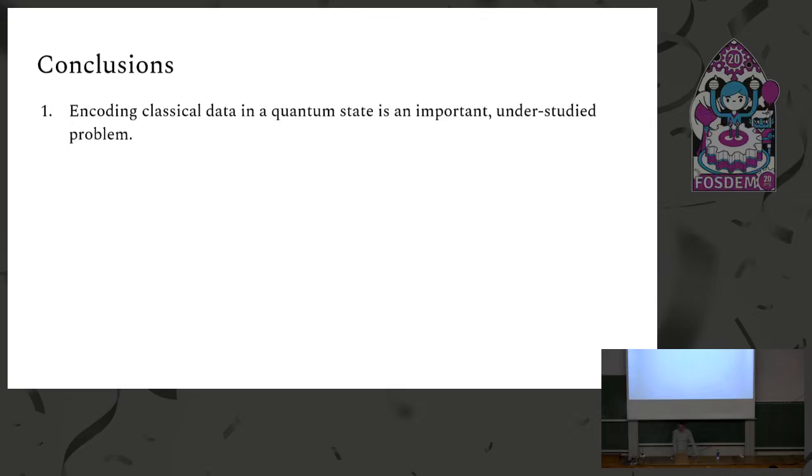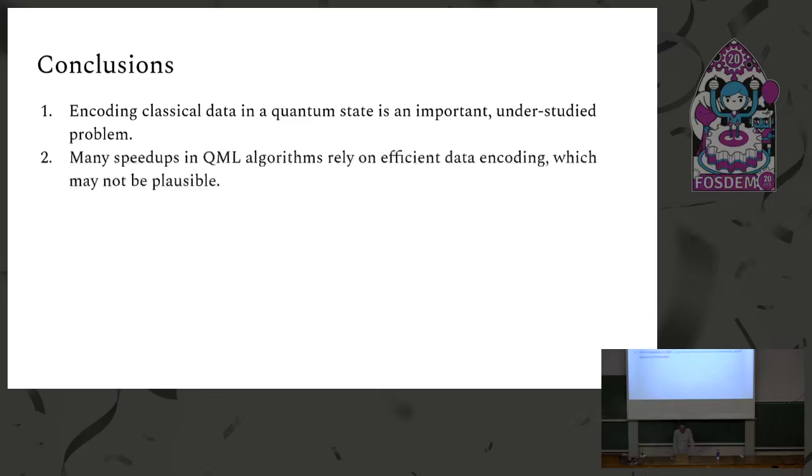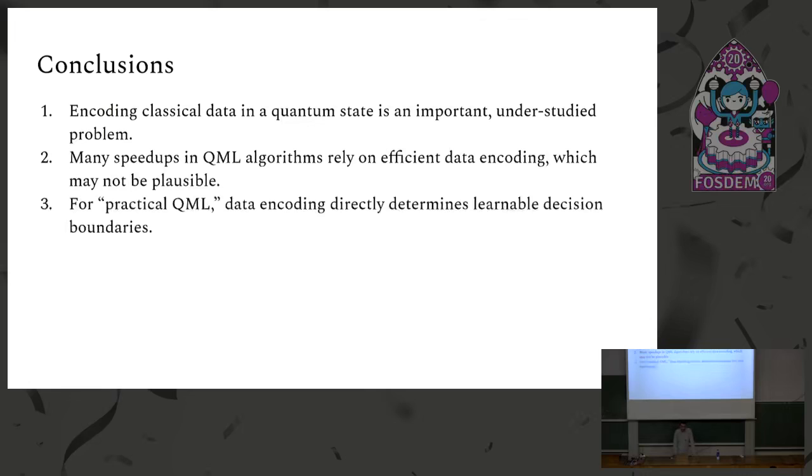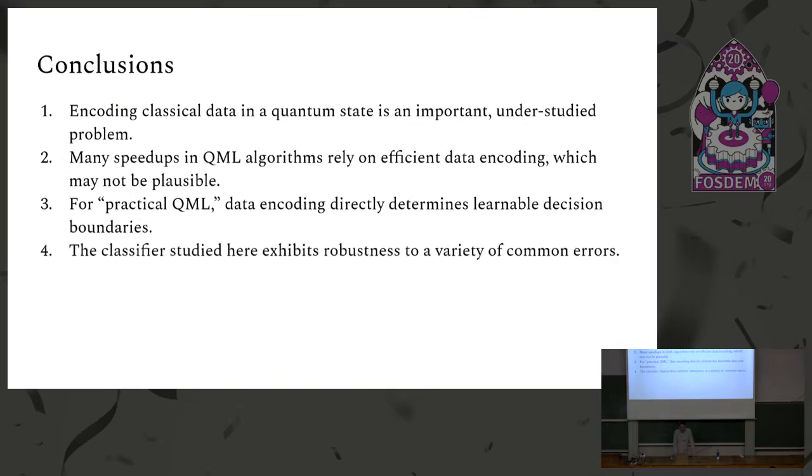So just to conclude the second part, and then conclude the whole talk in a few minutes. Encoding classical data is an important but understudied problem in the literature. Many speedups in QML algorithms rely on this, which may not be plausible. For practical purposes, we saw that the data encoding directly determines the learnable decision boundaries, and also determines the robustness.